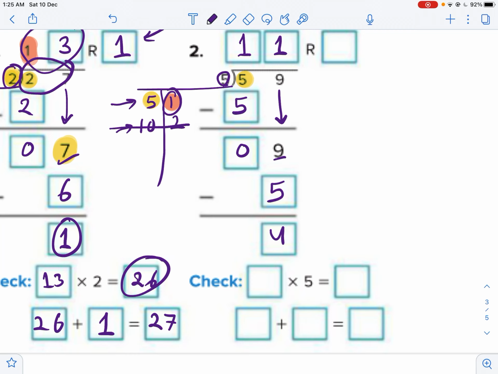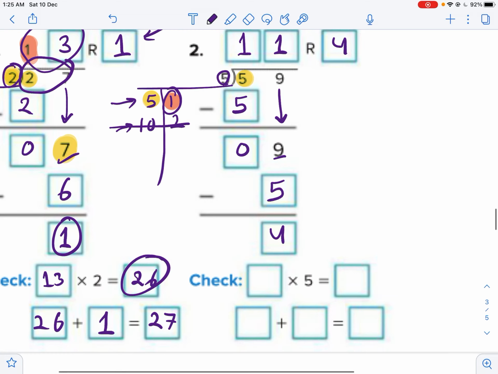Now the 4. Can you divide it over the 5? No, the 4 is less than the 5. So you cannot divide it. There's no way that we can get the 4 from the times table of the number 5. So we will consider that the 4 is our remainder. So we will write it up here. So the answer is 11. Your remainder is 4. Now let's check.